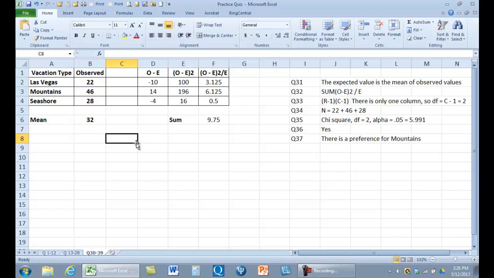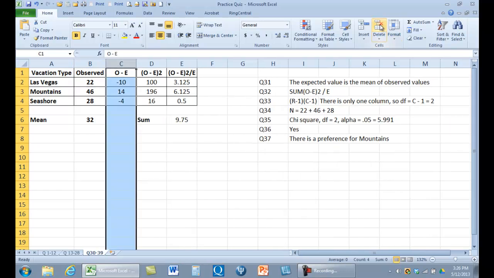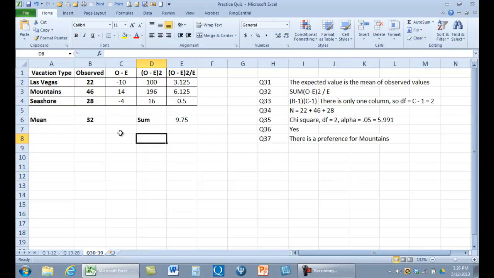And 46 said they would go to the mountains. So, is that choice unusually high? That is really what our question is. Can we legitimately say that more people out of our sample prefer the mountains than the other two destinations? It sure looks like a lot. And the way that we would evaluate this is to just do a chi-square.